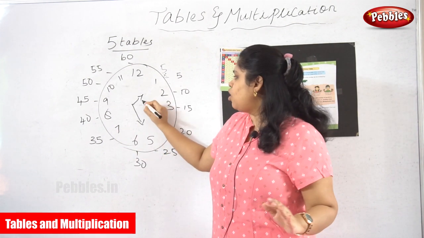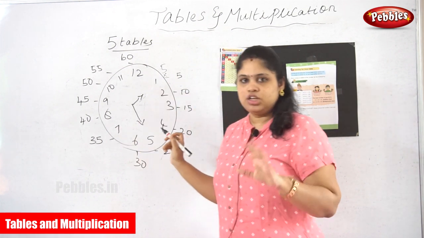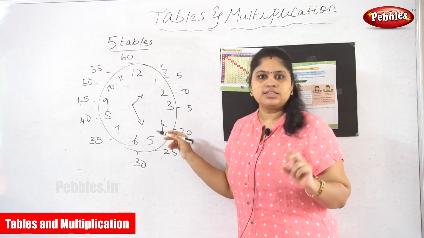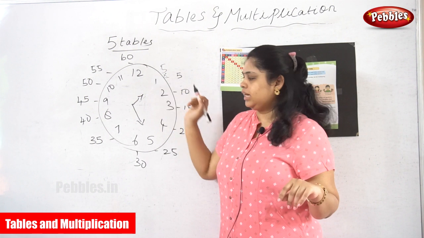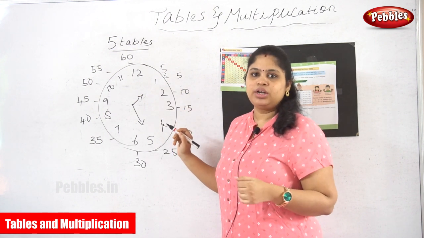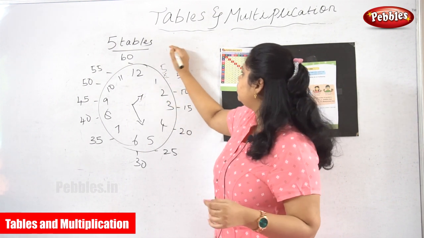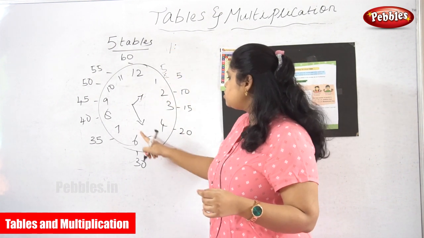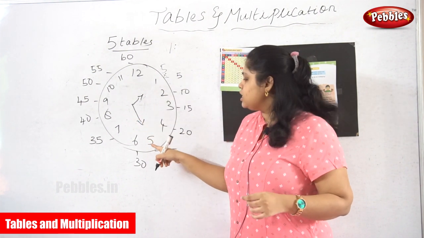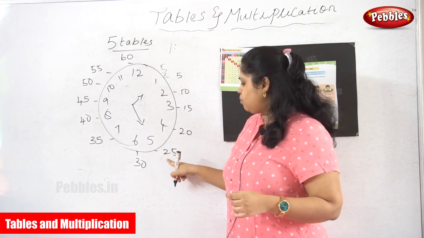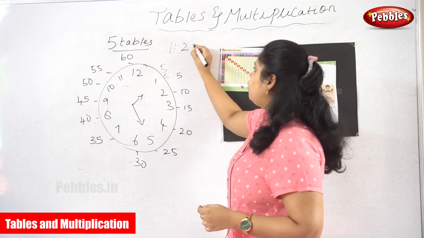Now see, in the clock there are 2 hands. What are they? The small hand and the big hand, isn't it? With the small hand, we can directly tell which number it is pointed at. Here, which number is pointed out? 1. So the time is 1. The big hand is pointed at the 5. We should not mention the 5. Instead of 5, we use the tables, the 5 tables. What is 5 into 5? 25.